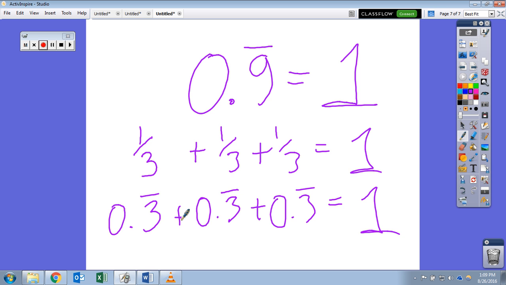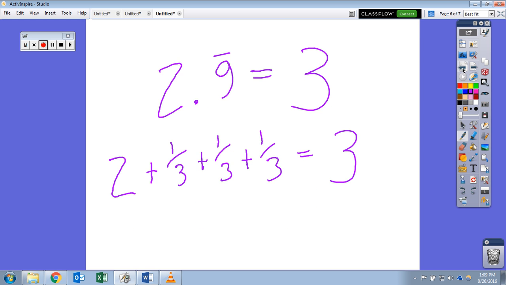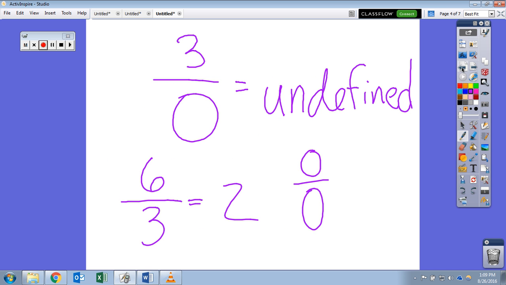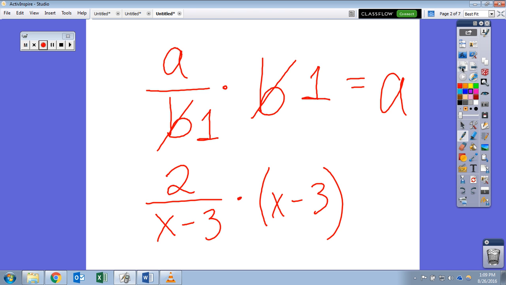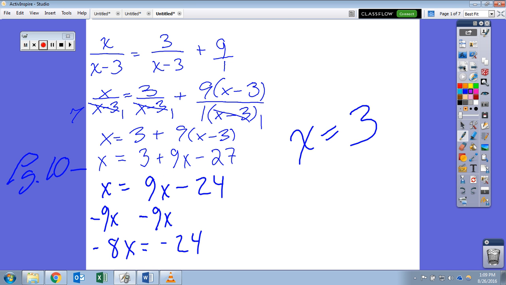Alright, so let's go back to the fact that division by 0 is undefined. I don't want to be stuck on this all day, so let's finish this problem. Have we finished this problem? No, because it's wrong.